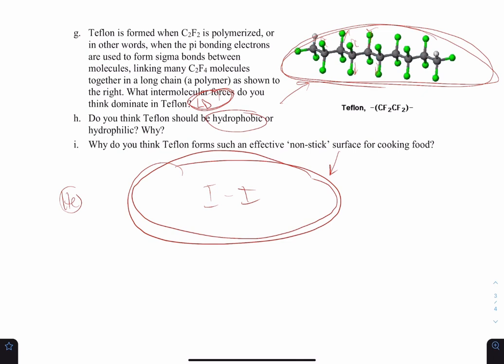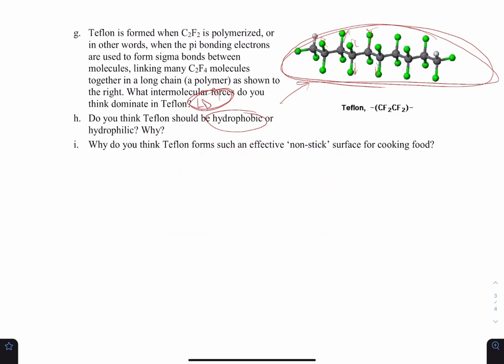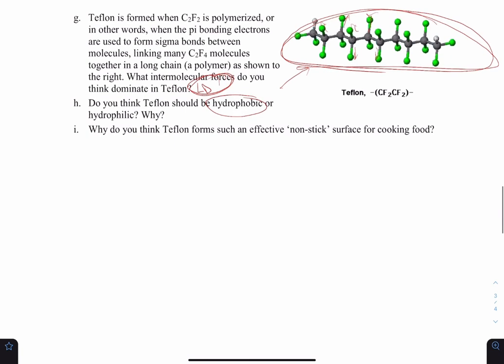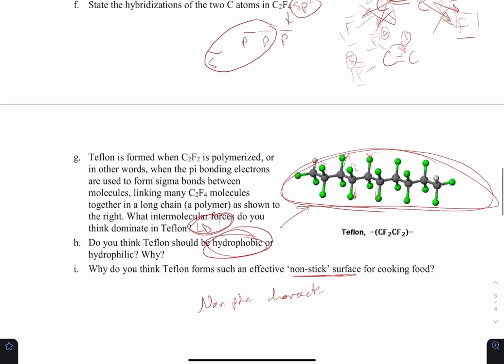All right, last one. I says, why do you think Teflon forms such an effective non-stick surface for cooking food? Well, most food is polar, right? Most food has a little bit of water in it as well, and so it's very hydrophilic. But Teflon serves as a very good non-stick surface because it's so hydrophobic. It's not going to let the food stick to it all that well, and because of its non-polar character, it's very good at keeping stuff off of it, especially polar substances, of which our food is made up of a lot. Okay, so that'll finish it up for intermolecular forces.